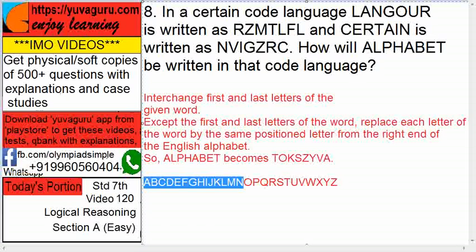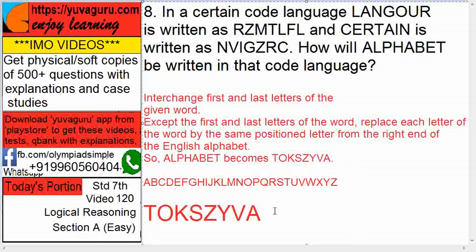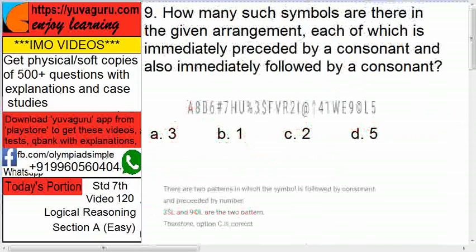TOKSZYVA. In the exam, don't go on solving each and every alphabet. Once you get a hint, go on checking the answers. Once you get the hint, you will definitely get it within one or two tries only. How many symbols are there in the given arrangement, each of which is immediately preceded by a consonant?